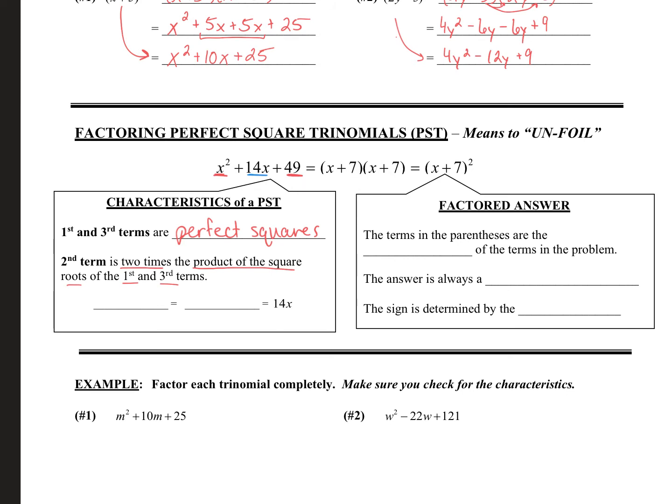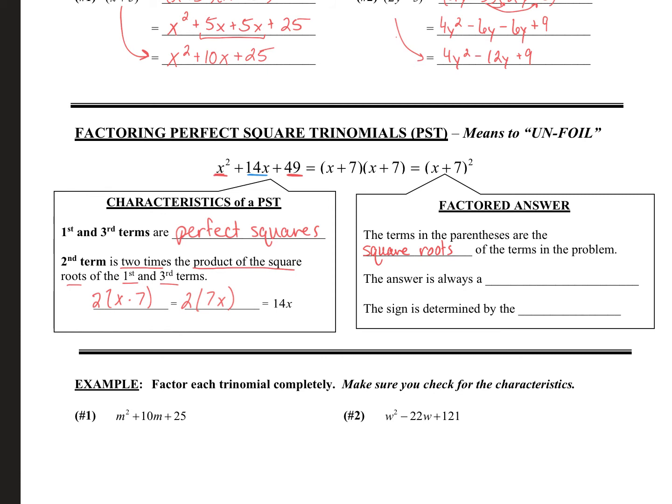So this is 2 times the product of the square roots of the first and third terms. The square root of the first term is x, and the square root of that third term is 7. So that's really 2 times 7x, and 2 times 7x is 14x. Let's look at the factored answer. The terms in the parentheses are the square roots of the terms in the problem. And again, that's the square root of the first term and the third term.